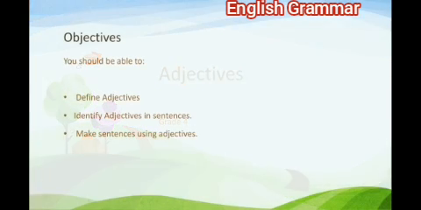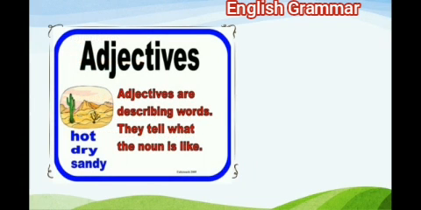Okay, by the time we are through with this lesson, you should be able to define adjectives and talk about adjectives and say what it is. You should be able to identify adjectives in sentences. You should be able to make sentences using adjectives. Like we said, adjectives are words that tell us more about a noun. Adjectives tell us what the noun is like. Okay, it gives us a more vivid, clearer picture of the noun that we are talking about.